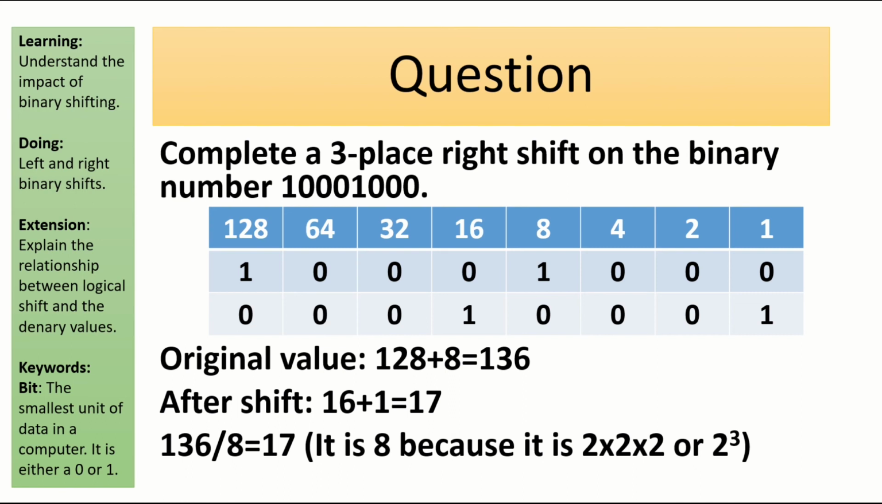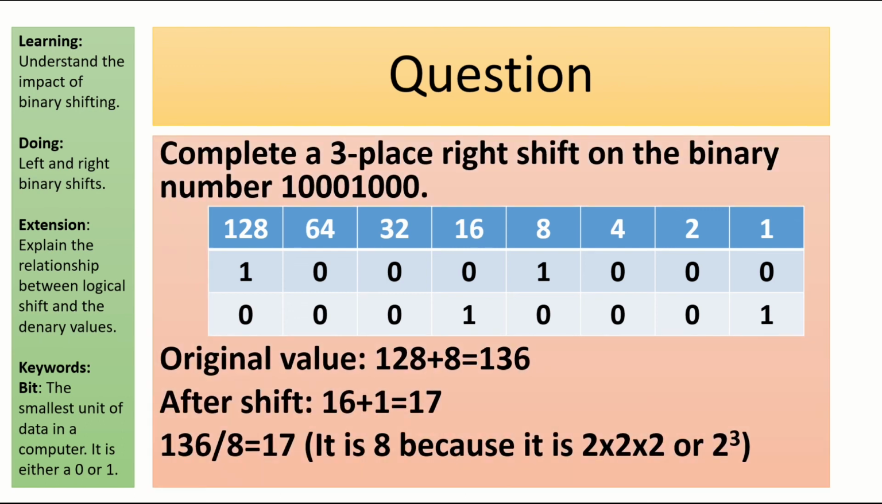Okay. One more. So complete a three-place right shift on the binary number 10001000. So our original value is 136. We've got 128 plus 8, which is 136. So after the shift, we're down to 16 plus 1, which is 17. So 136 divided by 8, because we are 2 to the power of 3, equals 17. Okay, so once again, we're double checking our answers just by doing a simple bit of conversion, and then we get the answers.